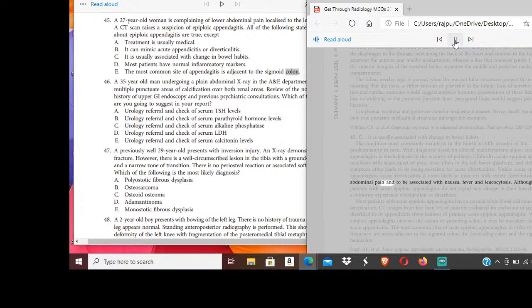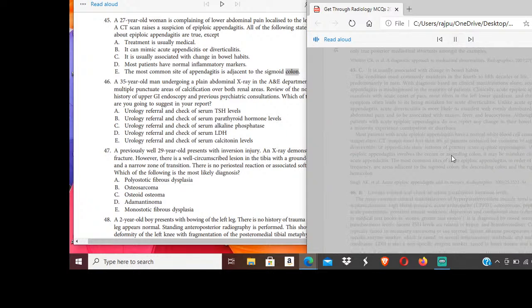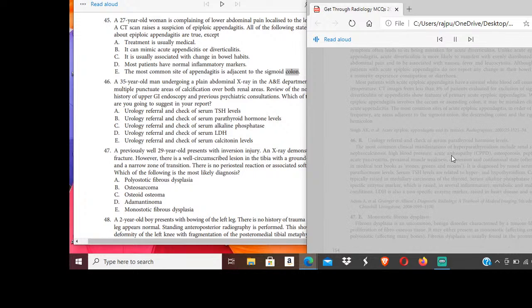Although most patients with acute epiploic appendicitis do not report any change in their bowel habits, a minority experience constipation or diarrhea. Most patients with acute epiploic appendicitis have a normal white blood cell count and body temperature. CT images from less than 8% of patients evaluated for exclusion of sigmoid diverticulitis or appendicitis show features of primary acute epiploic appendicitis. When acute epiploic appendicitis involves the cecum or ascending colon, it may be mistaken clinically for acute appendicitis.